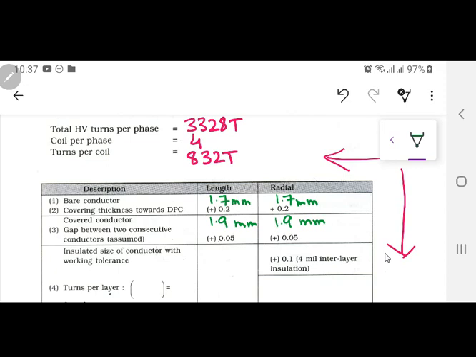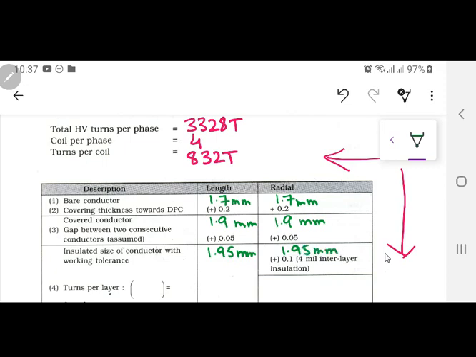Now, the gap between two consecutive conductors. Because it's a circular conductor, when you are going to place those one after another, there will still be a gap, an air gap over there. So this is just a little bit of gap added. You can see this is 0.05. This is just the air gap maybe, or maybe a little bit of workmanship error, you can call it. So when this size comes, this comes out to be 1.95 mm on this side and 1.95 mm on this side.